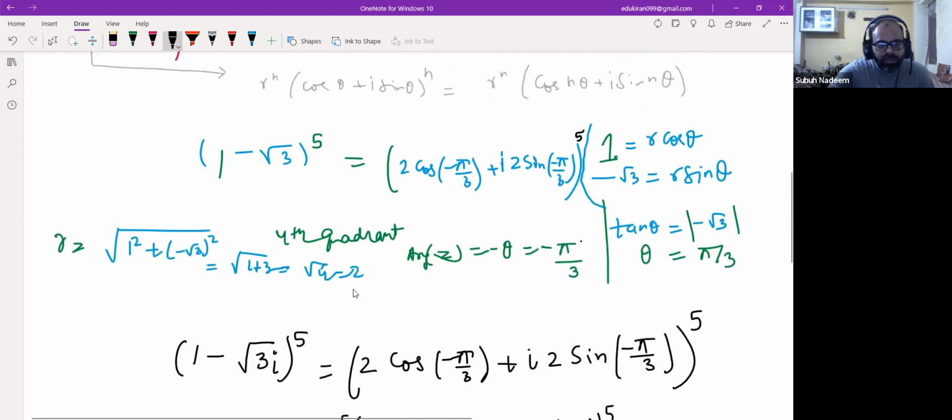So you can write it down from here. It starts from here. This is 1 minus iota root 3. Sliding it down.